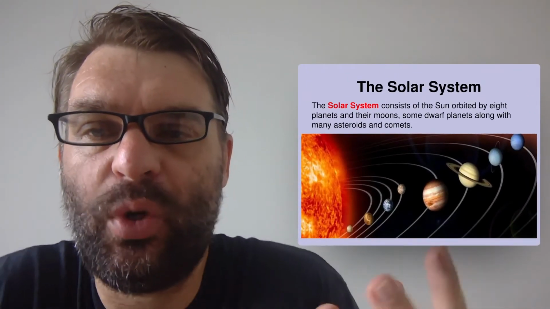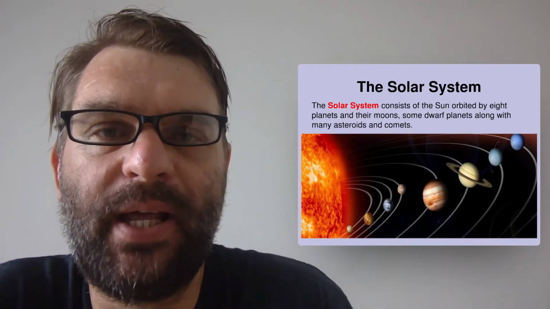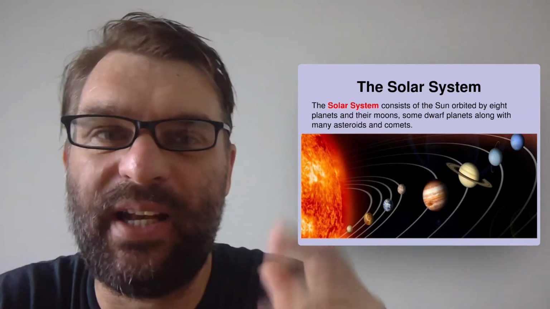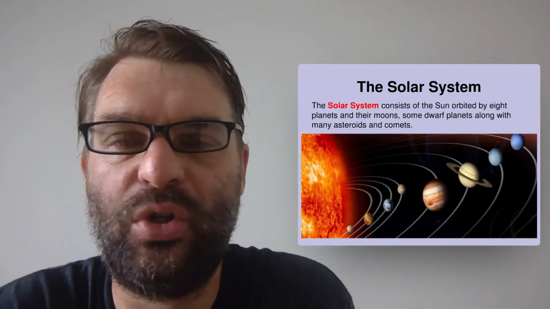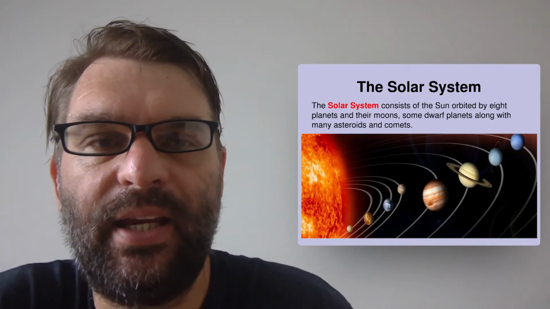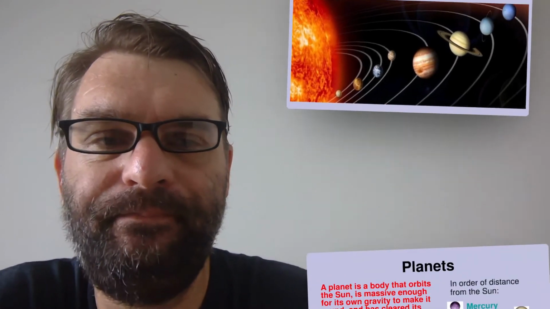So the first thing is, where are we? The solar system consists of the Sun, orbited by 8 planets and their moons, some dwarf planets, with many asteroids and comets. We're on planet Earth, which is the third rock from the Sun, and it consists of those 8 planets, which we're going to look at now.